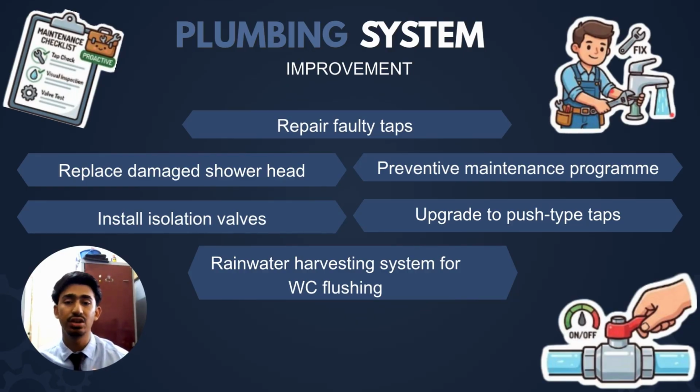Next is install isolation valves. This is used to stop water only on the things that we need to repair and not disturb the other water flow systems. Next is upgrade to push type taps to reduce the wastage of water when we do not use it. And the last one is a rainwater harvesting system for the water closet flushing mechanism.